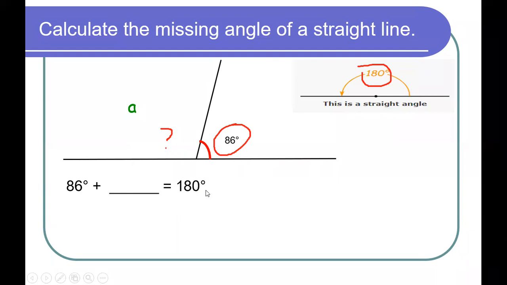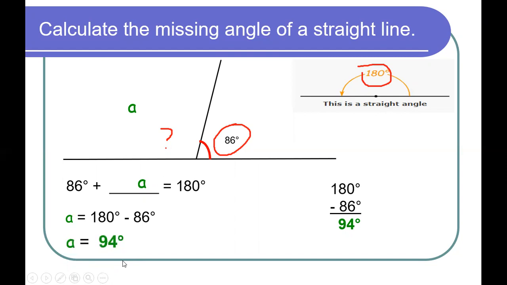Why did I write it like this? Because we need to find this missing angle to make 180, because a straight line is equal to 180 degrees. So then we will subtract 180 minus 86. The answer is 94. 0 minus 6 cannot be, so you borrow from 8, it will be 10 minus 6, 4. 17 minus 8 is 94. So A is equal to 94 degrees.